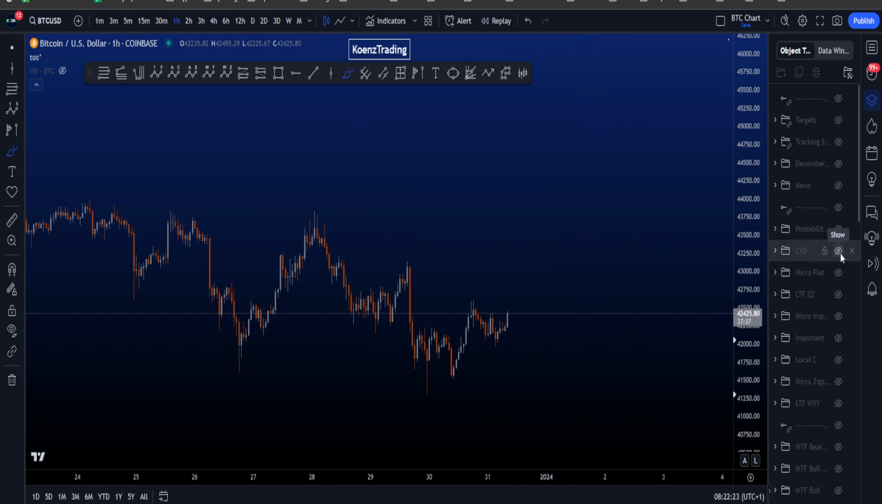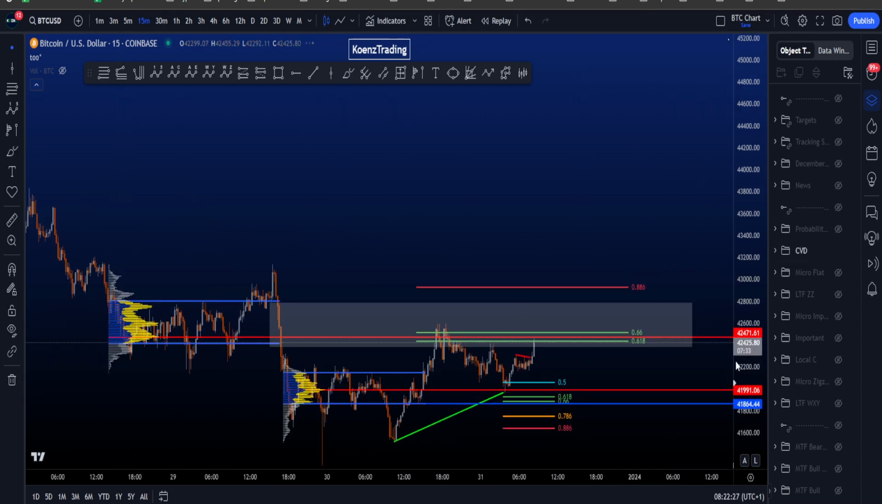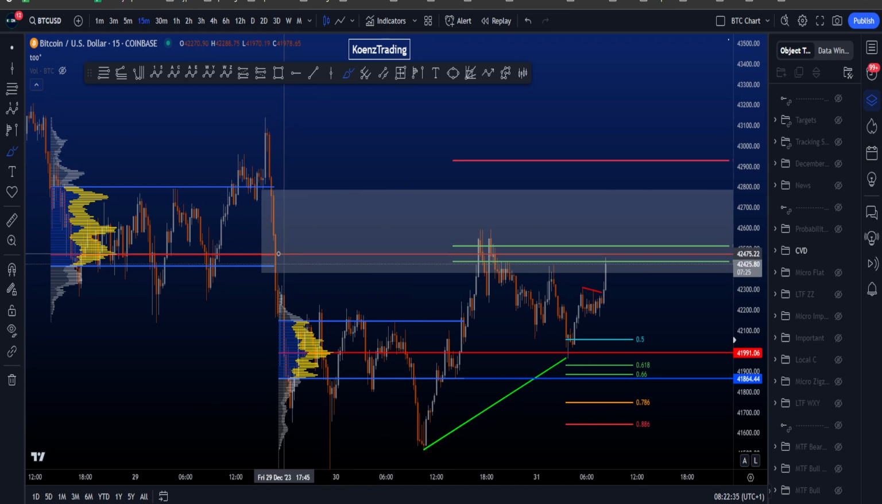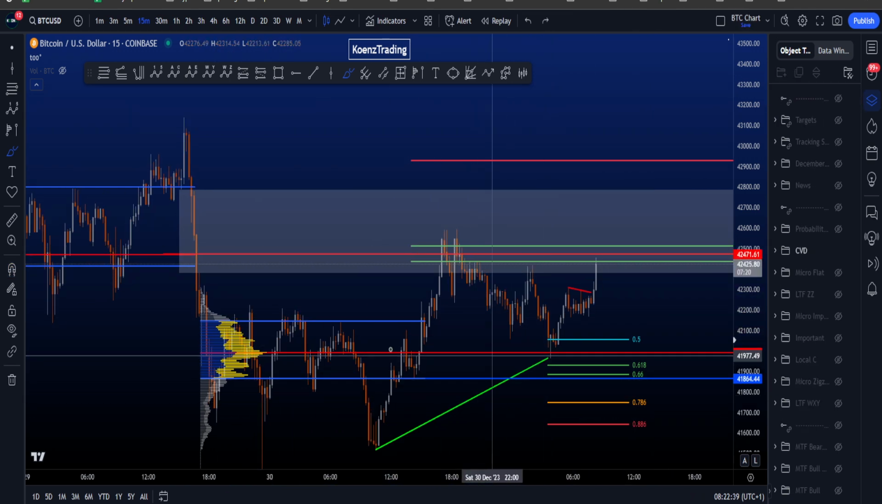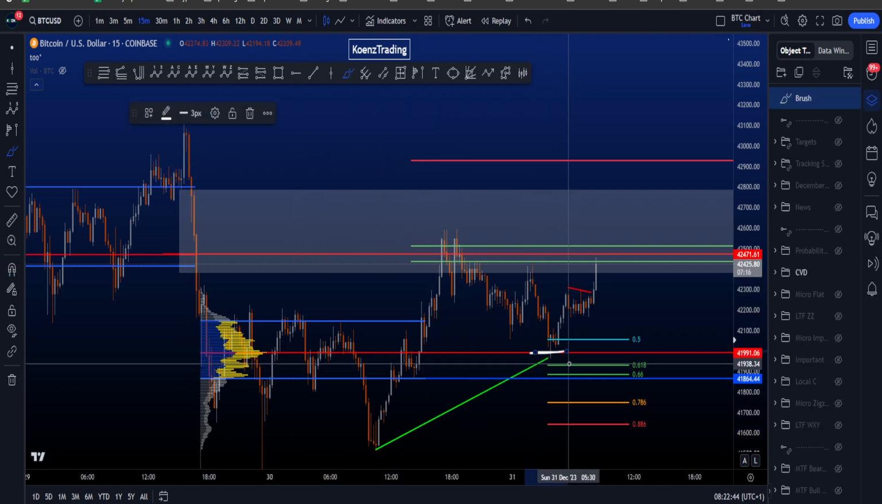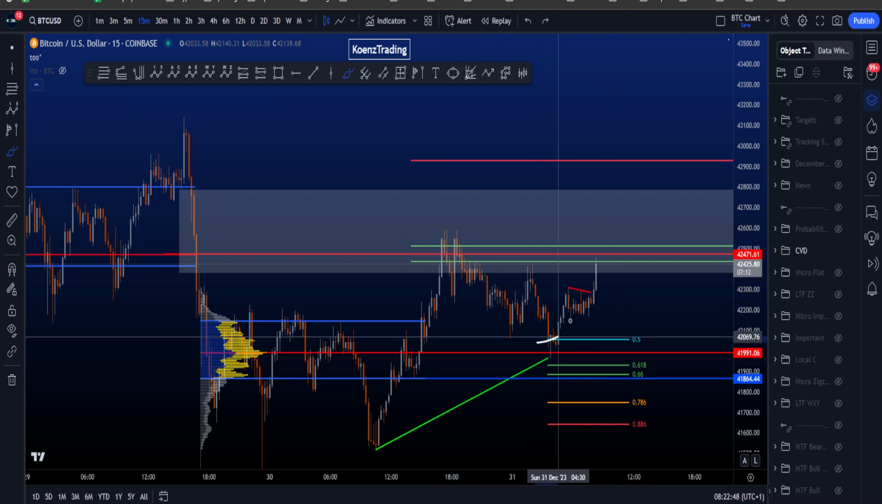Now, if we look at the CVD divergences and also what is happening here locally, then the resistance mentioned yesterday over here respected very nicely, got a range towards the downside. Now, guess what? Over here, we had the point of control acting as resistance. Where do we retrace to? The point of control of this small range over here.